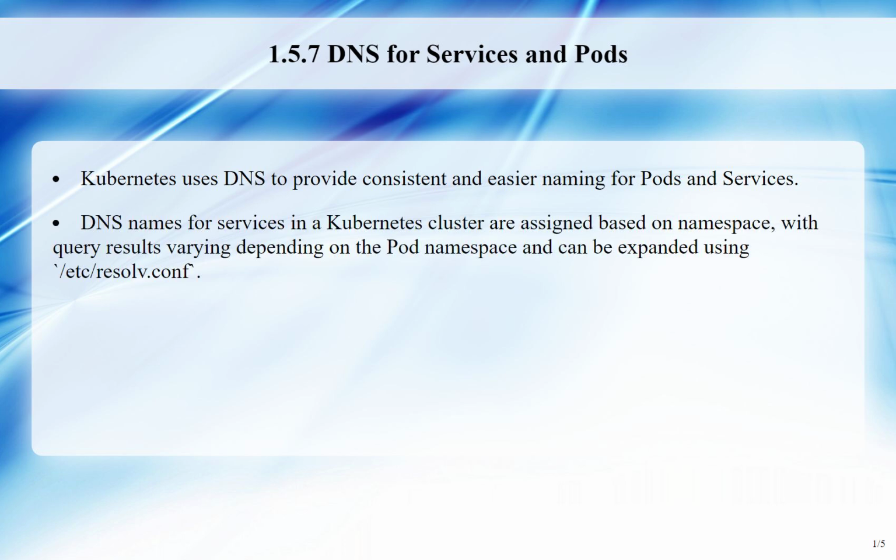Services defined in the cluster are assigned DNS names, and a client pod's DNS search list includes the pod's namespace and the cluster's default domain by default. DNS queries in Kubernetes may return different results based on the namespace of the pod making the query, and queries can be expanded using the pod's /etc/resolv.conf file.